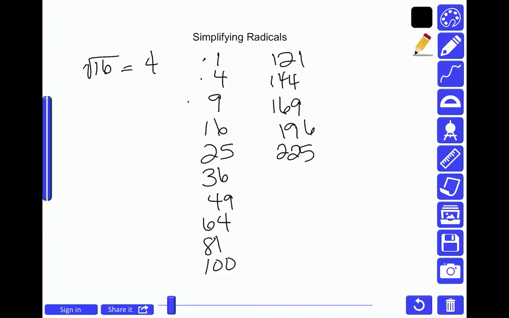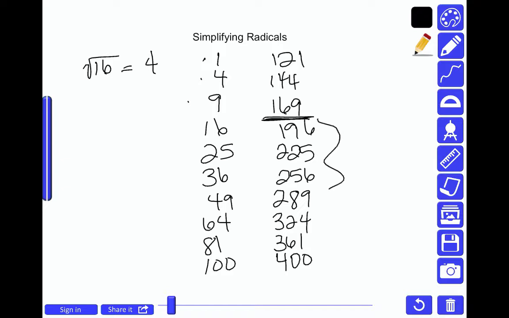So 14 squared is 196, 15 squared is 225, 16 squared is 256, which means the square root of 256 is 16. 17 squared is 289, 18 squared is 324, 19 squared is 361, and 20 squared is 400. So again, I'm recommending that you know 1 through 13 up to 169, and the rest are extra that you should also be aware of.